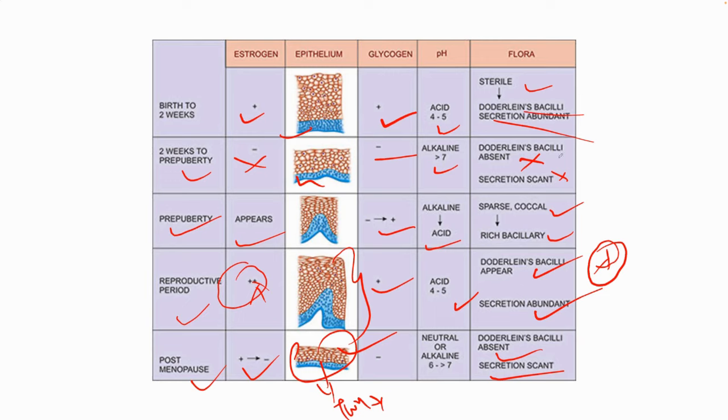So the changes from 2 weeks to puberty and from post-menopause will be almost similar. In the reproductive phase, there will be the maximal, and during pre-puberty and birth up to 2 weeks, you will find almost similar. So this chart is important for both theory and MCQ purposes.